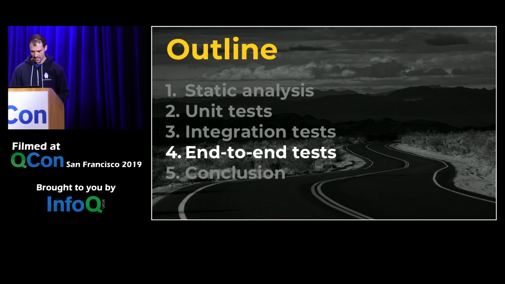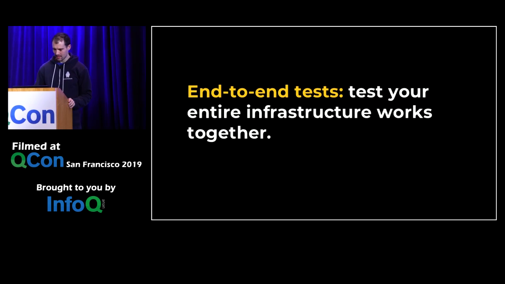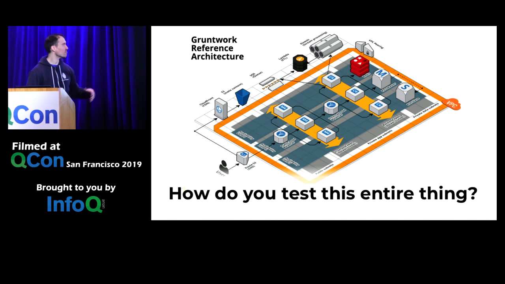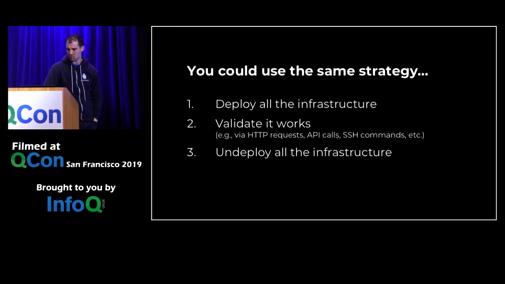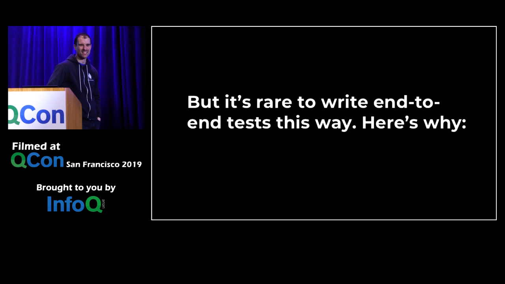All right, one more category of tests to talk about, which is end-to-end testing. The idea here, as the name implies, is to test everything together. But how do you actually do that, right? If you have a big, complicated infrastructure, how do you actually test that end-to-end? You could try to use the exact same strategy I've been showing you this whole talk: deploy everything from scratch, validate, undeploy. But that's not a very common way to do end-to-end testing.